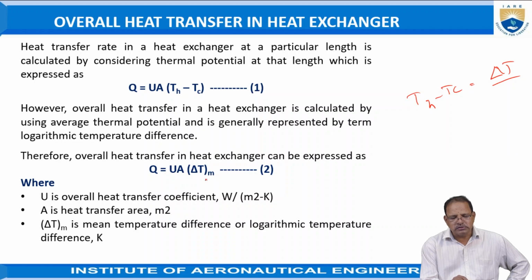Therefore, the overall heat transfer in a heat exchanger can be expressed as Q is equal to U into A into delta Tm, where delta Tm is representing the temperature difference between the hot fluid and the cold fluid, taking a mean over its entire length. Where U is representing the overall heat transfer coefficient, generally expressed in watts per meter square per degree Kelvin. A is the area of the cross section, generally expressed in MKS units, meter square, and delta Tm is representing the temperature difference, also called the logarithmic mean temperature difference. It is expressed in degree Kelvin.